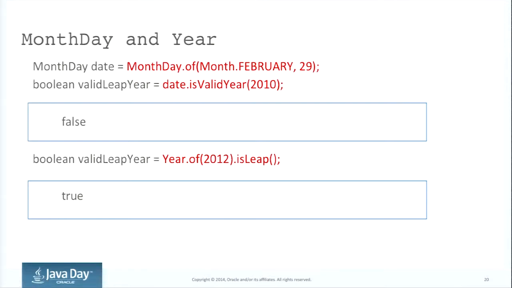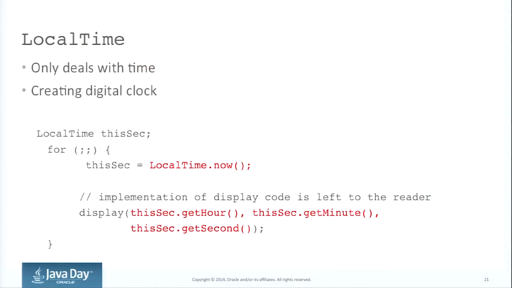Okay? Then we have days. So pretty much the same idea. What is interesting here is to see if February 29 is a valid date for a particular year. That's what we're trying to find out. We create the date February 29, okay? And we want to see if it's a valid date for the year 2000. Okay, that's one way to find out. The second way is you have the year 2000 and find out if it's a leap year or not. So that's pretty much about date, okay?